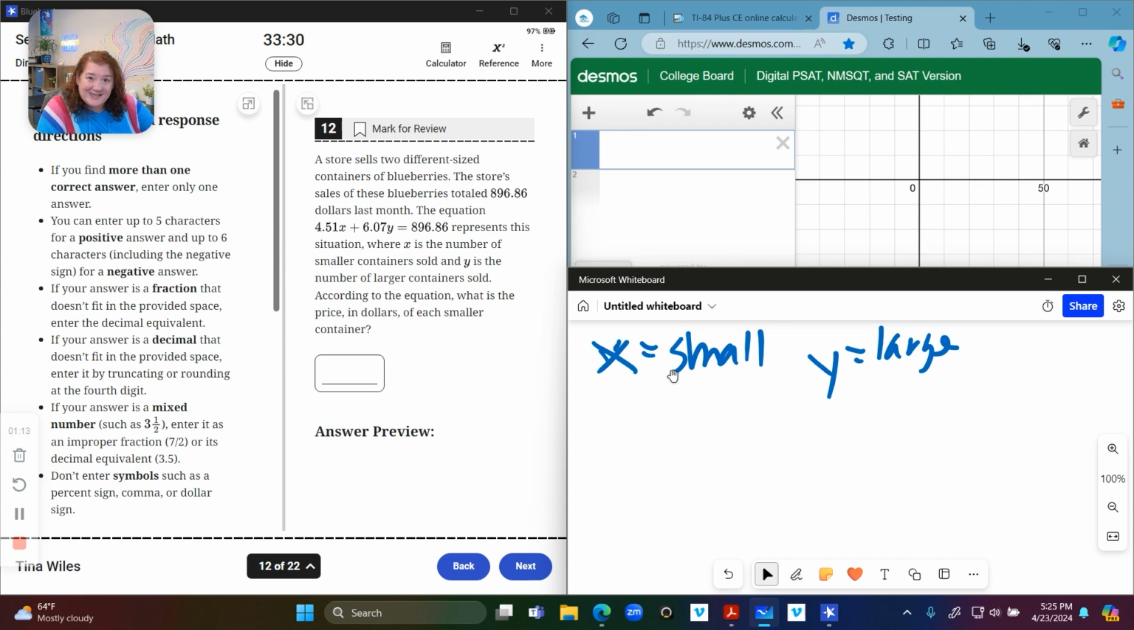So we said X is the small containers. 4.51 is the amount that we're multiplying by the number of small containers. And we know that 896.86 is the dollar amount. So the right answer would be $4.51.